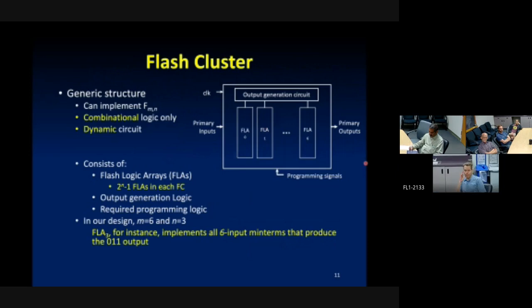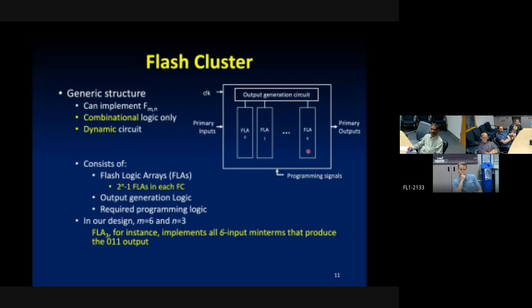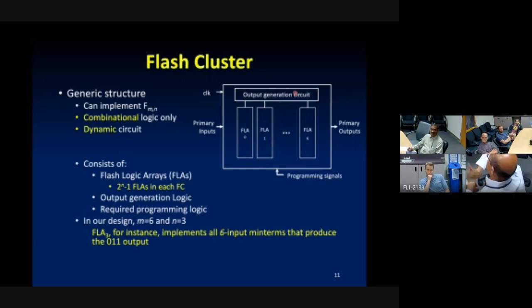If you look at the structure of each cluster, if you had 3 outputs, you can see that you have 2 raised to 3, or 8, minterms. Each of the minterms is implemented in something we call an FLA, or a Flash logic array, a small array to implement each of the possible 8 minterms of the output. And then the output generator combines them and produces a certain output.